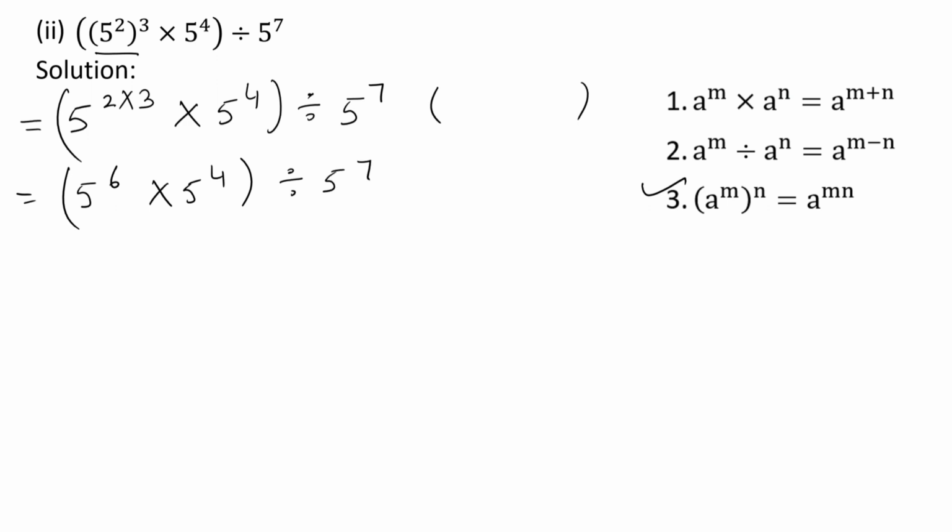Now we will use the first law, same base, multiplication sign, add the exponents. So this equals to 5 raised to the power of 10 divided by 5 raised to the power of 7. Now we will use the second law, same base and a division sign. Same base, division sign, subtract the exponents.